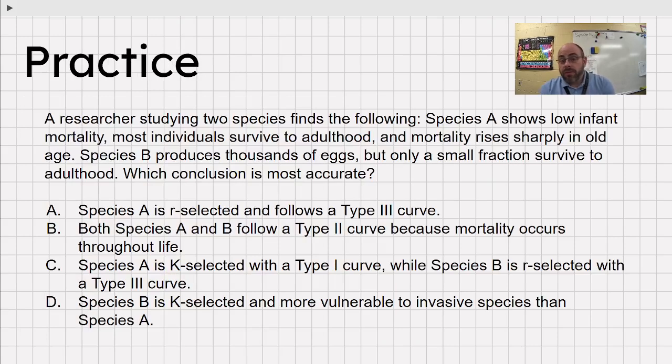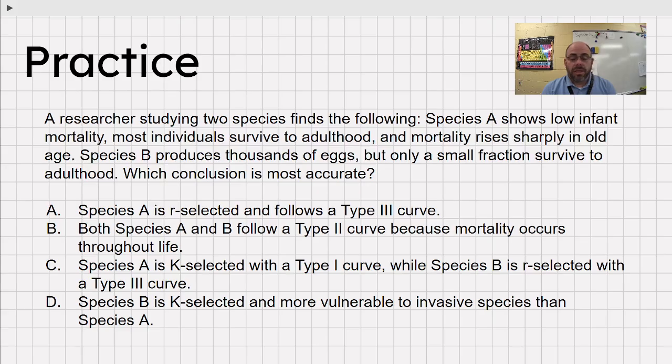Pause the video if you need to. Let's read it together. A researcher studying 2 species finds the following. Species A shows low infant mortality. Most individuals survive to adulthood. Mortality rises sharply in old age. Species B produces thousands of eggs, but only a small fraction survive to adulthood. Which conclusion is most accurate? So we know that species A is a type 1 curve, B is a type 3 curve, just based on the descriptions. So let's go find that in the answer choices.